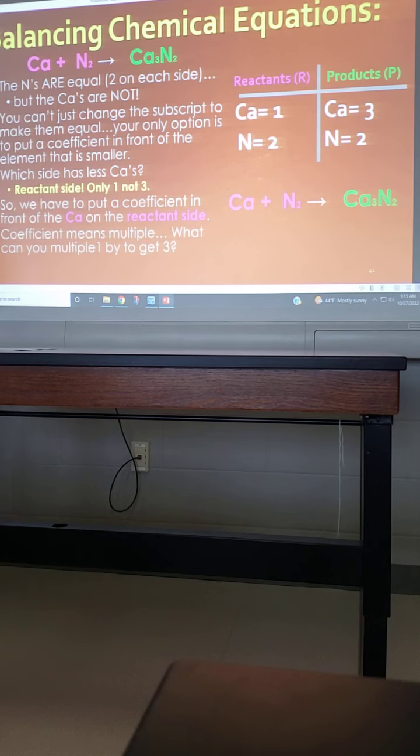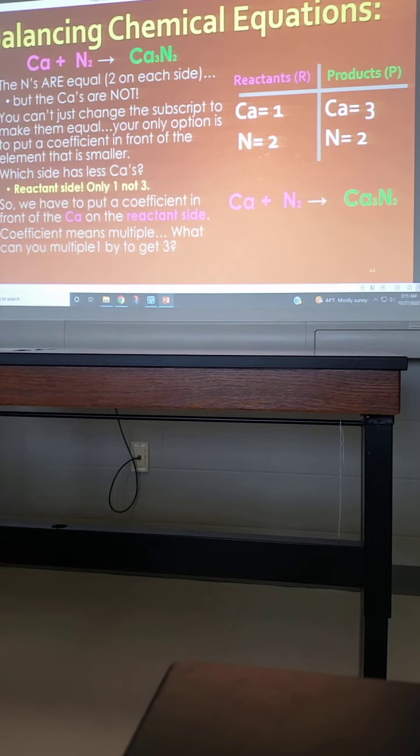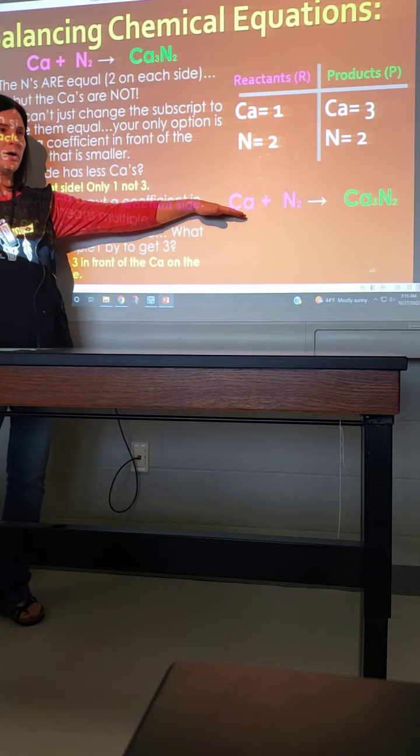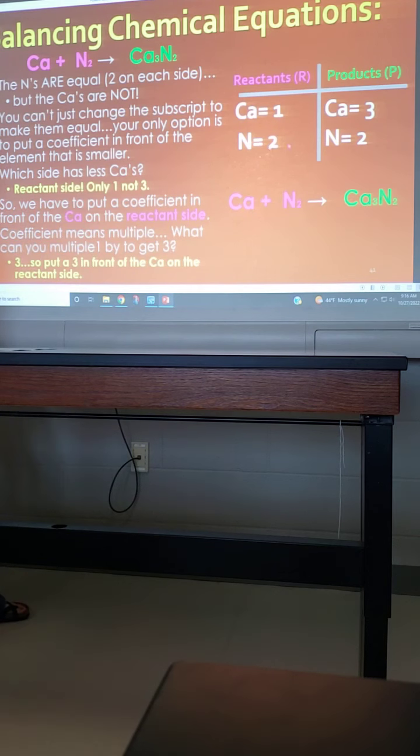So whatever side is smaller, that's where you put the coefficient. We know that coefficient means multiplying. And so you have to ask yourself, what can I multiply by 1? Because that's the subscript for calcium, right? It's basically a 1. So what can I multiply by its subscript to get my total of 3 on the product side? What do we put? 3, right? So 3 goes in front of the calcium on the reactant side. So notice, in my equation here, I'm going to put in a coefficient of 3. Don't just say you're going to do it and then forget to write it. A lot of times people will do that. So now I have 3 calciums plus N2.